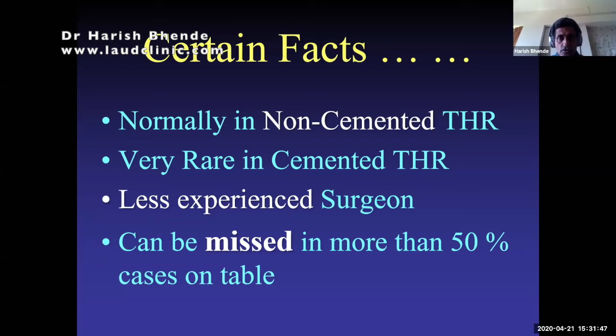90% of them happen in non-cemented. Very rare in cemented THR. More common in less experienced hands, which is quite obvious, and can be missed in more than 50% of cases on table. So in this case which I showed you, it was my case and I missed it. There may have been a tiny crack in the bone which was not seen.